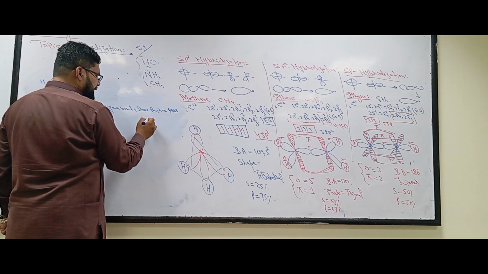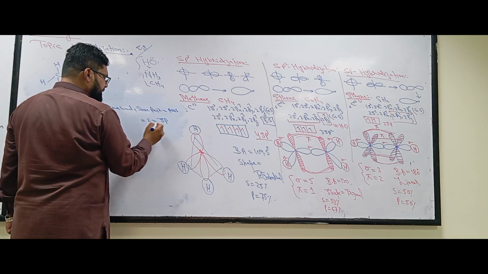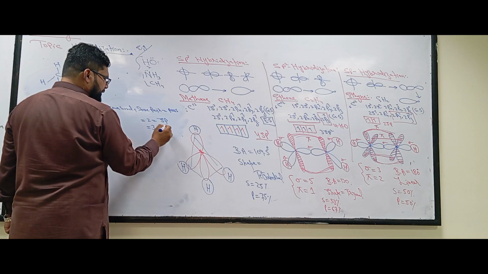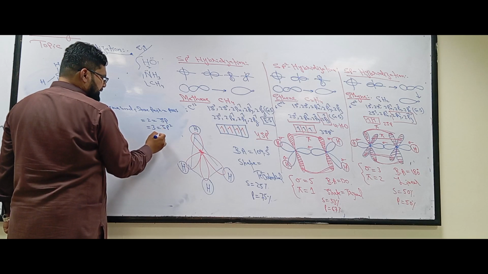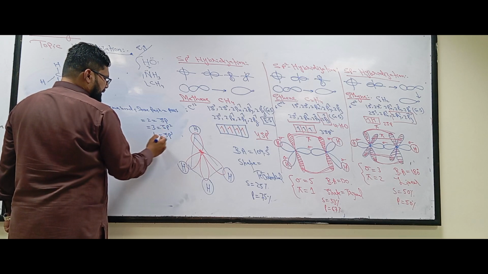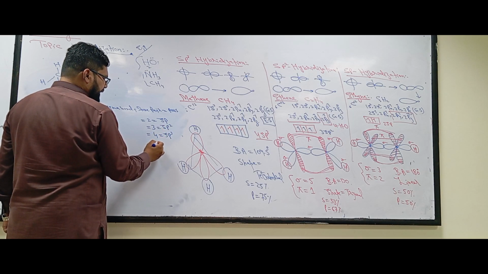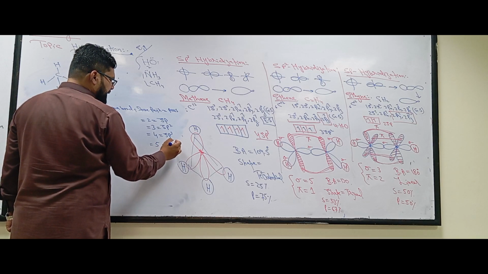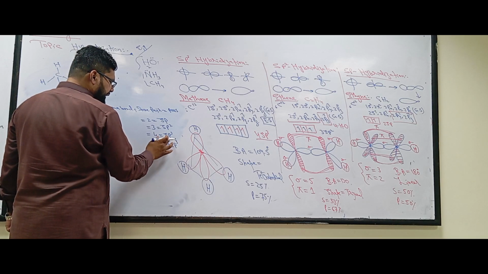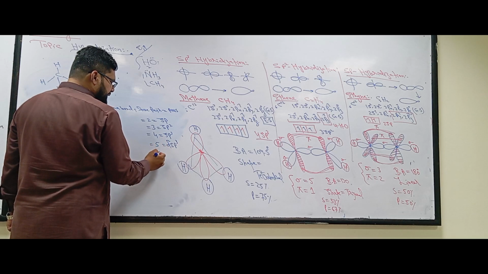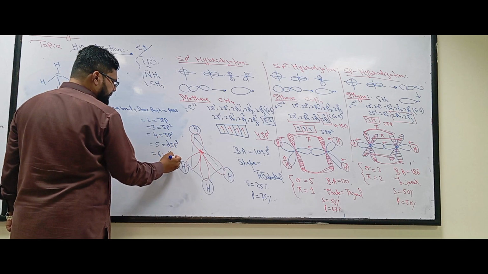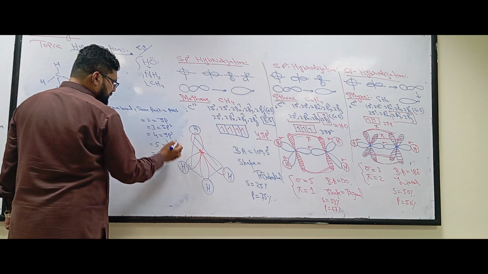If our answer is 2, then the hybridization state is sp. If our answer is 3, sp2. If our answer is 4, sp3. If our answer is 5, dsp3, and if 6, d2sp3, and so on.